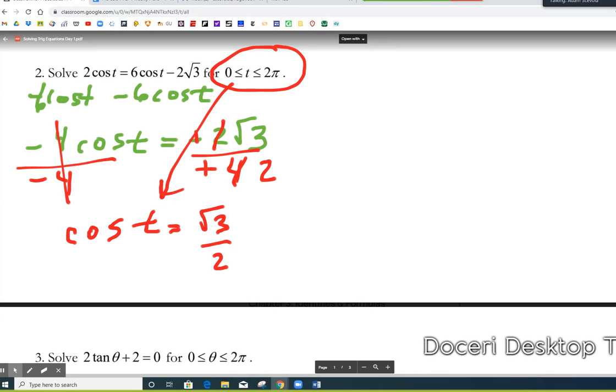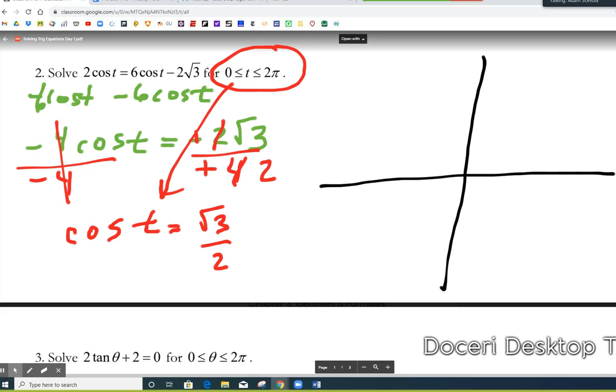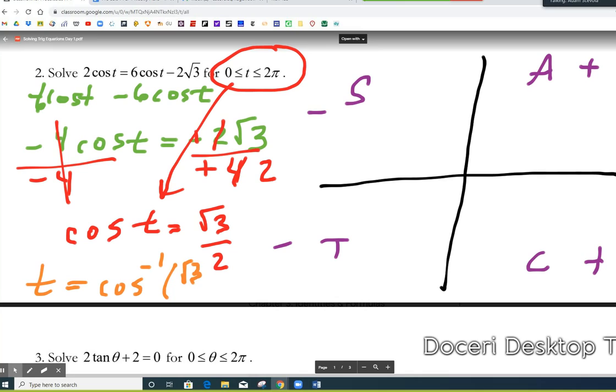So can anyone think of an angle that you could take the cosine of and get √3/2? Now, since it's a positive ratio, we know that it should be in quadrants 1 and 4, because that's where cosine is positive. So at this point, you can either look at a unit circle, you may have that chart memorized, or you can use a calculator and do t equals the cosine inverse of √3/2. But this is something that you should know without a calculator. It's 30 degrees. If you have that table memorized, the cosine of 30 is √3/2. So therefore, t has to equal 30 degrees.